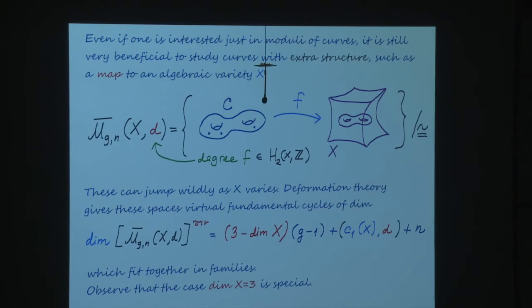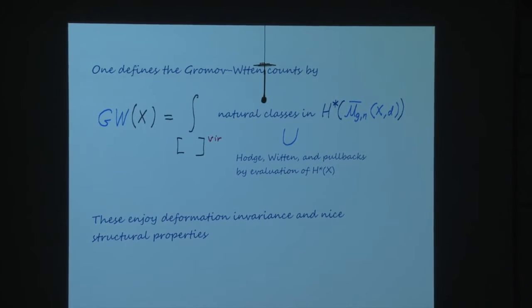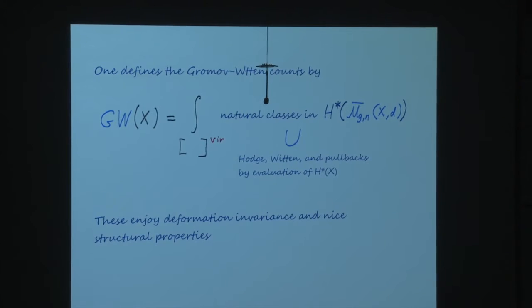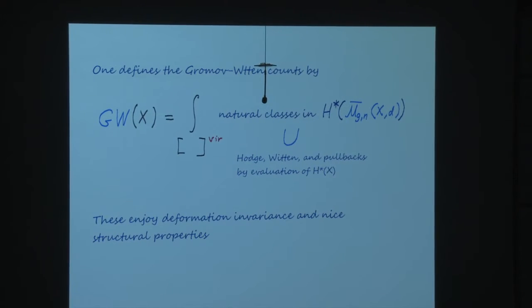Like I said, these moduli spaces get a particular homology class of this expected dimension, and one defines the Gromov-Witten invariants, or the Gromov-Witten counts in X, as the integrals against that virtual fundamental class of natural cohomology classes. And the natural cohomology classes are the same old suspects.